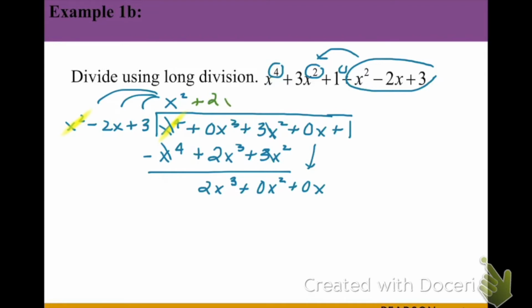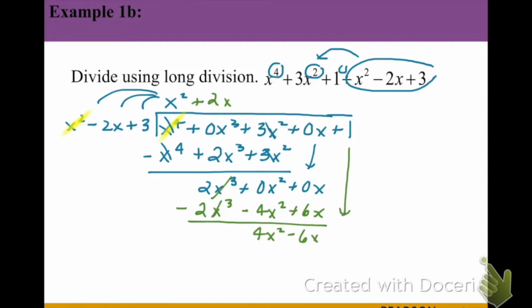So then we're going to start again. Going from x squared to 2x cubed, well, we need to multiply by a 2x. So we're going to distribute that 2x to all three of our terms, giving us a 2x cubed minus 4x squared plus 6x. And then if we go ahead and subtract, the 2x cubes will cancel out. We'll get a positive 4x squared and then negative 6x, and we're going to bring down that plus 1.